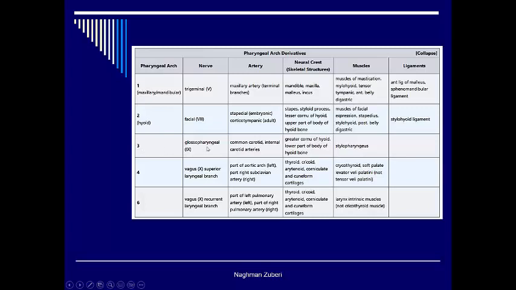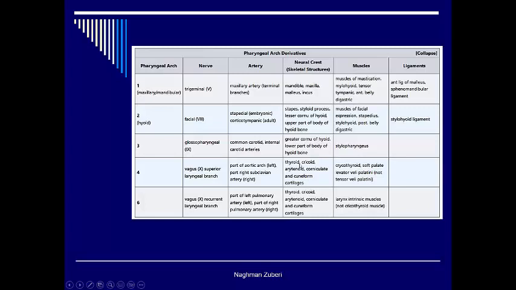Then comes the third arch. Its nerve is glossopharyngeal. Artery is common carotid and internal carotid arteries. Neural crest skeletal structures: greater cornu of hyoid, lower part of the body of the hyoid bone. The lesser cornu comes from the second arch, and the muscle is stylopharyngeus. Then the fourth one: the superior laryngeal branch of the vagus nerve is the nerve for the 4th arch. Artery: part of the aortic arch on the left and part of the right subclavian artery on the right side.